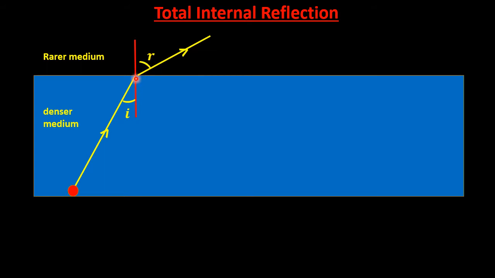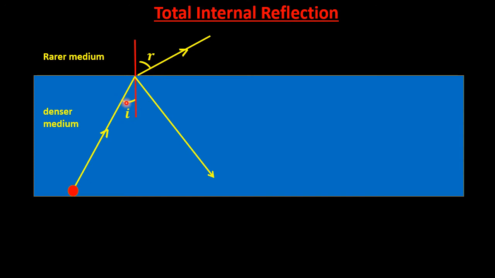Now during this refraction, a very small part of light will be reflected back into the same medium. Most of the light will be refracted, and a small amount of light will be reflected back. That is represented by this arrow. Now let us see what happens if we increase this angle of incidence. Normally, if we increase the angle of incidence, then the angle of refraction also increases.